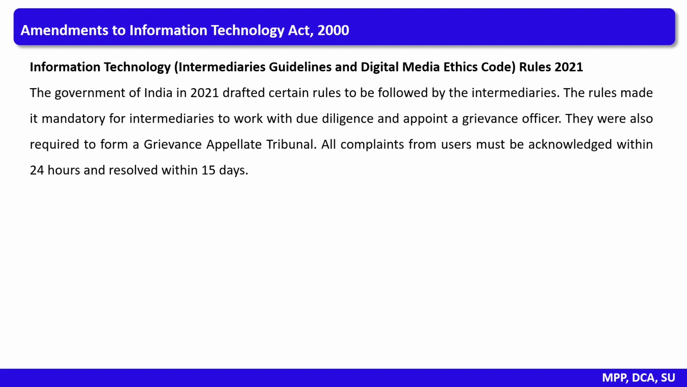In the year 2021, the Government of India drafted the Intermediaries Guidelines and Digital Media Ethics Code. The Government of India in the year 2021 drafted certain rules to be followed by the intermediaries. The rules made it mandatory for the intermediaries to work with due diligence and appoint a grievance officer. They were also required to form a grievance appellate tribunal. All complaints from the users must be acknowledged within 24 hours and resolved within 15 days.